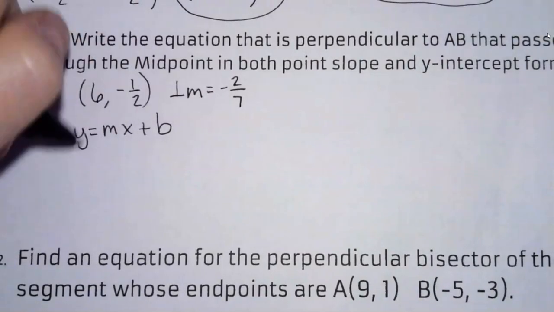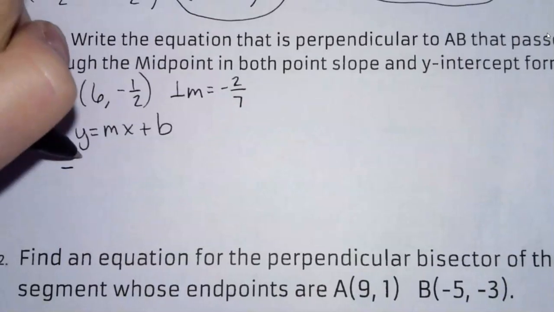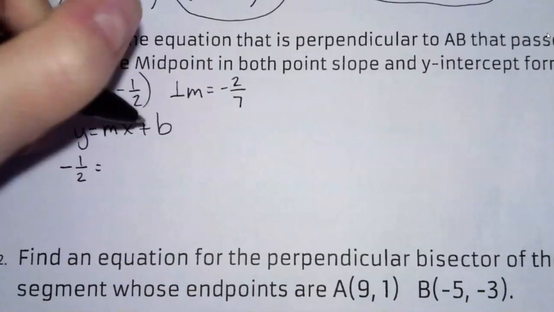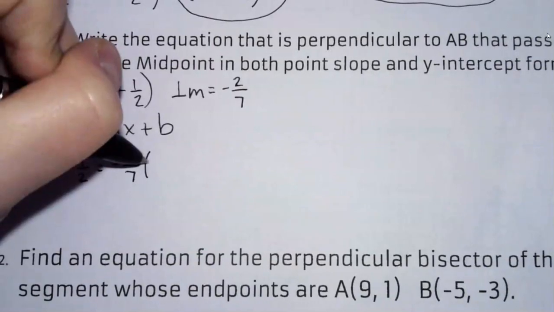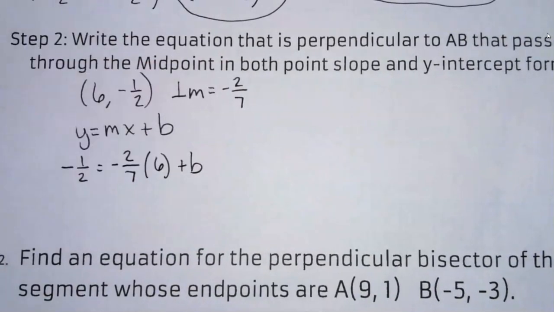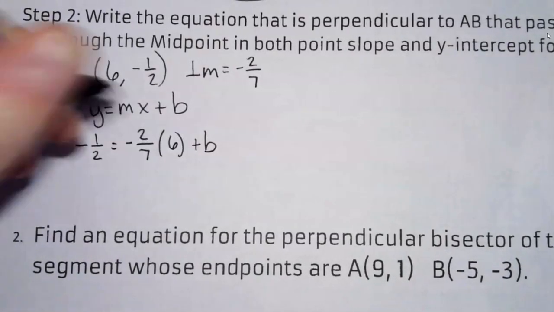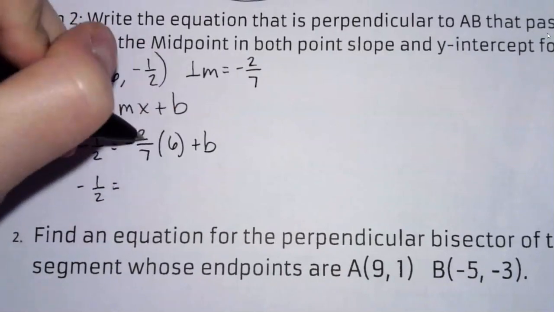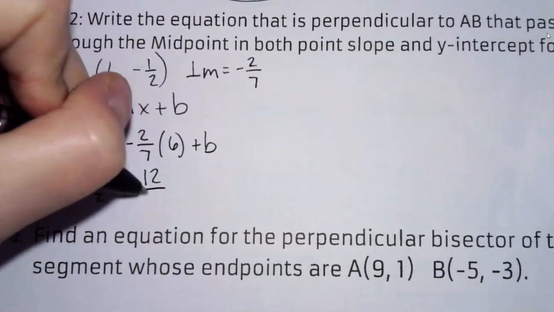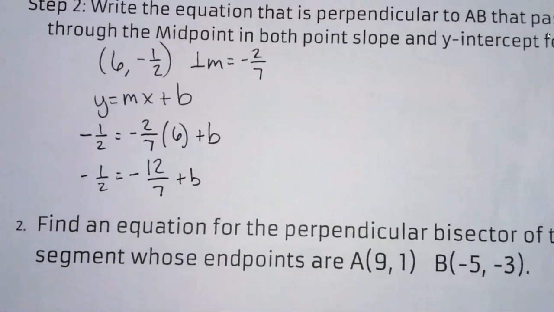So the perpendicular slope that we're going to use is -2 over 7. We're going to plug that in for m. For our y, we're going to plug -1/2 in. My m is -2 over 7. My x is 6. There it is. I've plugged all the things in. Now I'm going to multiply. -1/2 equals -12 over 7. Where did the 12 come from? All it is, is 2 times 6.